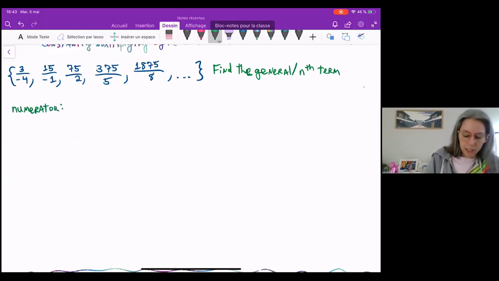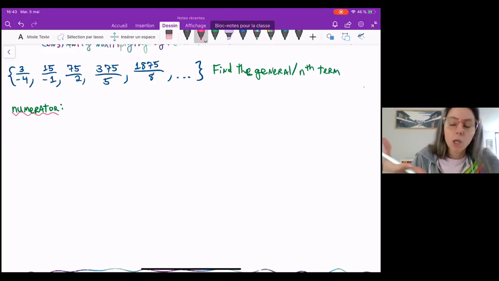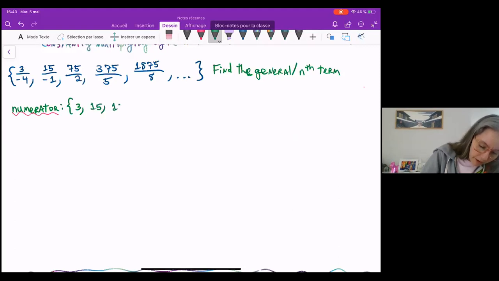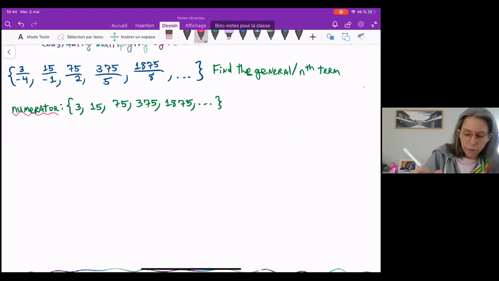So a thing to notice in this sequence is that the first two terms are negative, but none of the terms after that are negative. Also, those negatives are specifically given to us in the denominator, so it makes sense to leave them there. So when I'm writing my numerator down, I'm not going to bring the negatives with me. I'm going to leave them in the denominator where they started. So what I have here is 3, 15, 75, 375, 1,875, and so on.